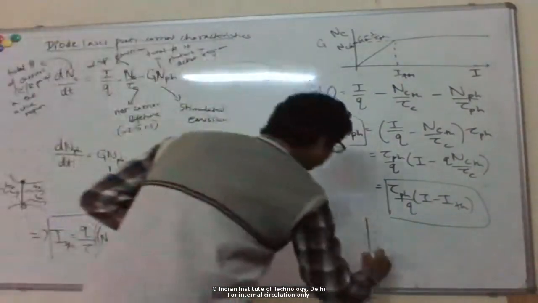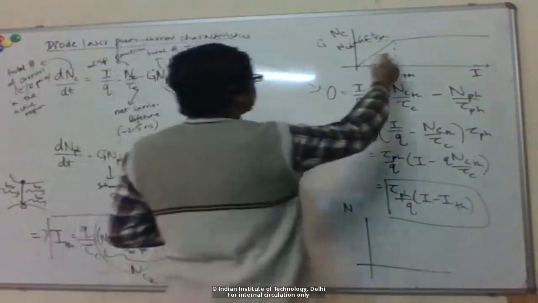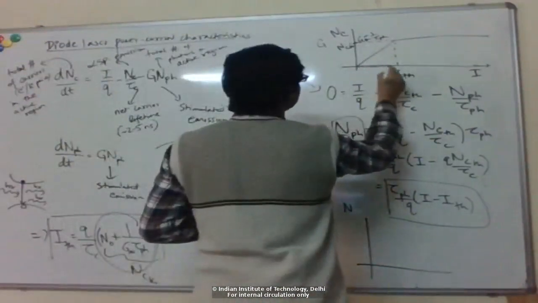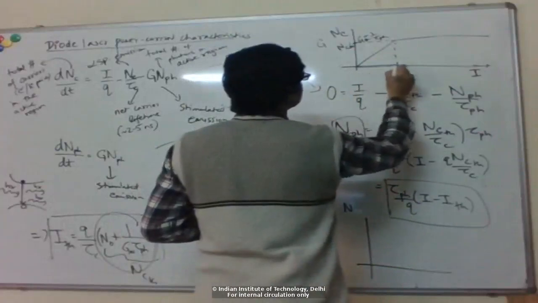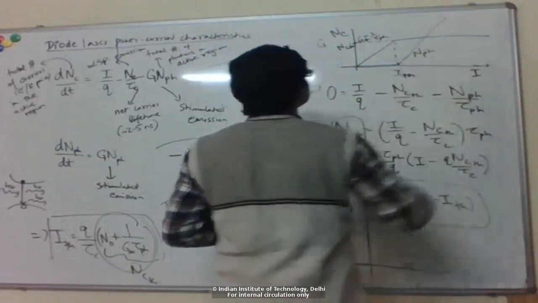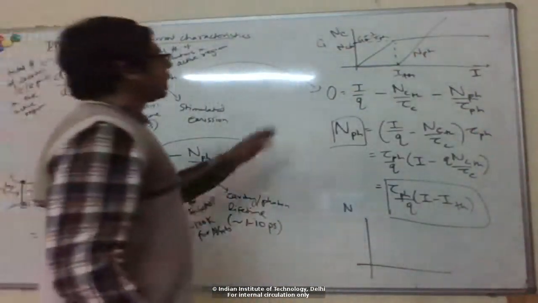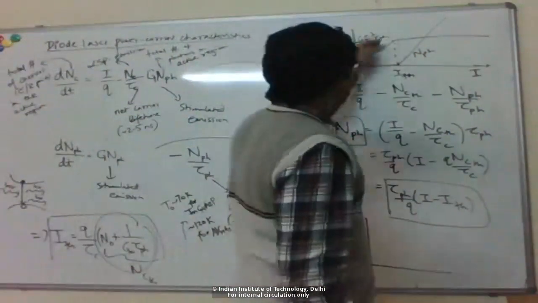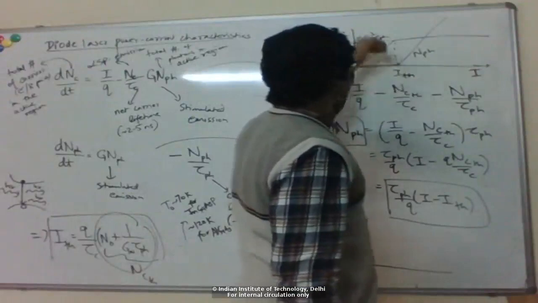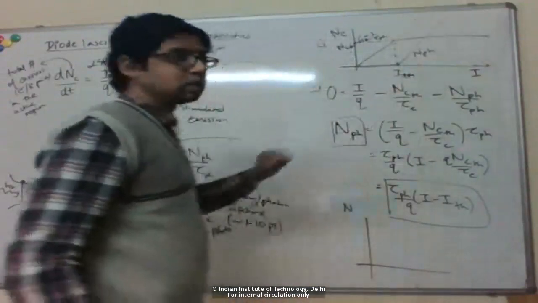If I plot n photon on the same graph here, n photon is 0 up to I threshold, and then it starts increasing linearly. So up to threshold, the carrier concentration increases linearly and the photon number is 0. Above threshold, the carrier concentration gets clamped, and the photon number increases.